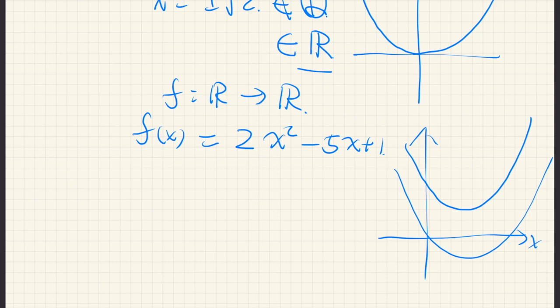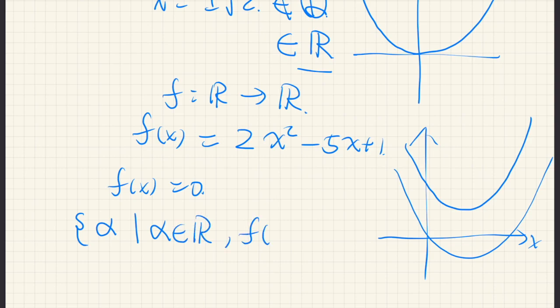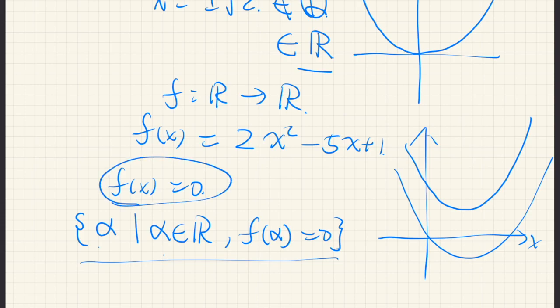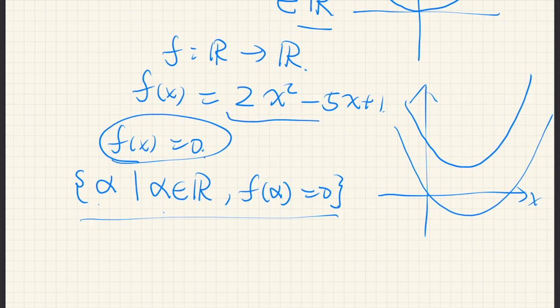Anyway, solving a quadratic equation, or solving an equation in general, means to find a set of real numbers such that f of x is equal to 0 is satisfied. To write it more generally, by solving an equation, we mean finding the set of numbers, usually real numbers, set of alphas, where alpha is a real number, and f of alpha is equal to 0. So finding this set means solving this equation. f of x equal to 0 means this expression is equal to 0.